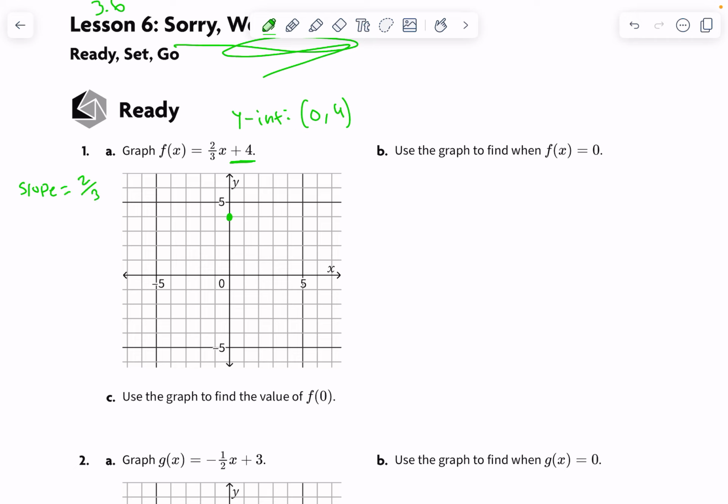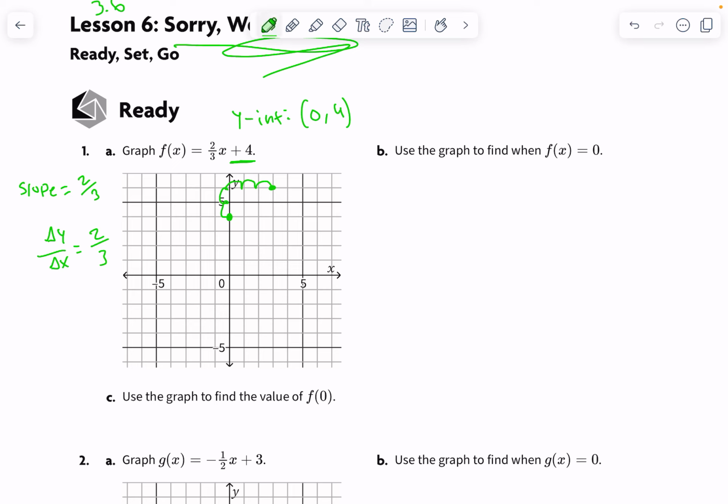That means that the change in y over the change in x is equal to 2 over 3. So I have to go up how many? 2. So 1, 2. And to the right, how many? 3. So 1, 2, 3. Let's do it. That's my other point.